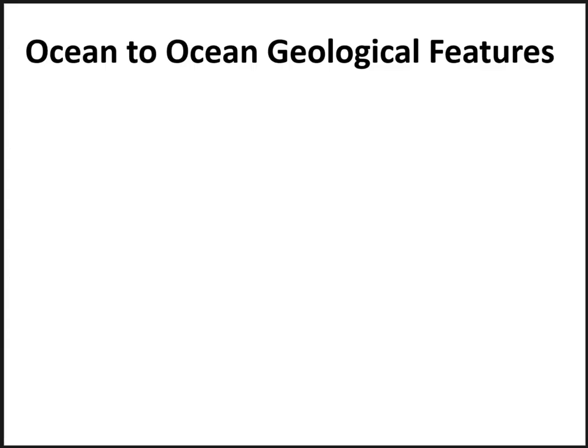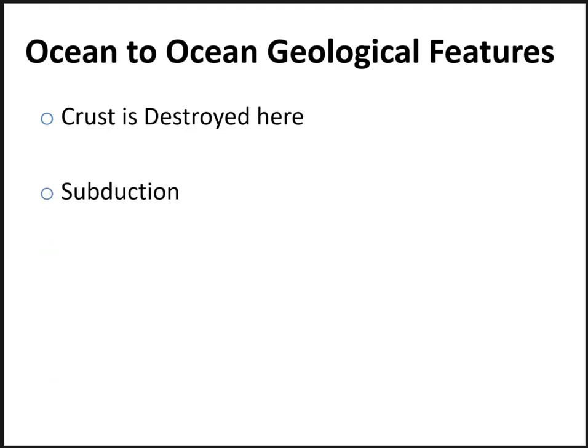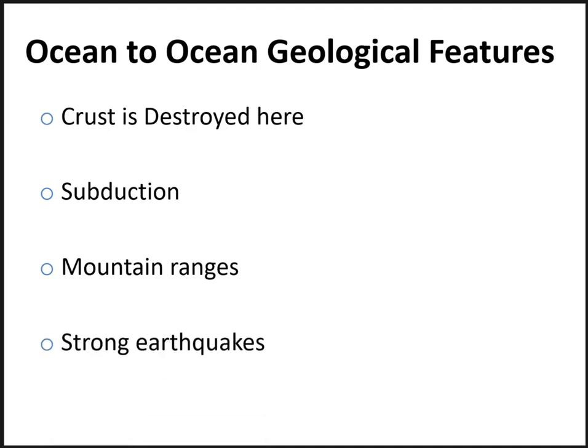Now the second type of convergent boundary is ocean to ocean. Again, you get some of the same exact features. Crust is destroyed here through the process of subduction. Mountain ranges are built. Some of the mountain ranges can be volcanic. You have very strong earthquakes and some trenches. So what's the difference between ocean to ocean and ocean to continent?